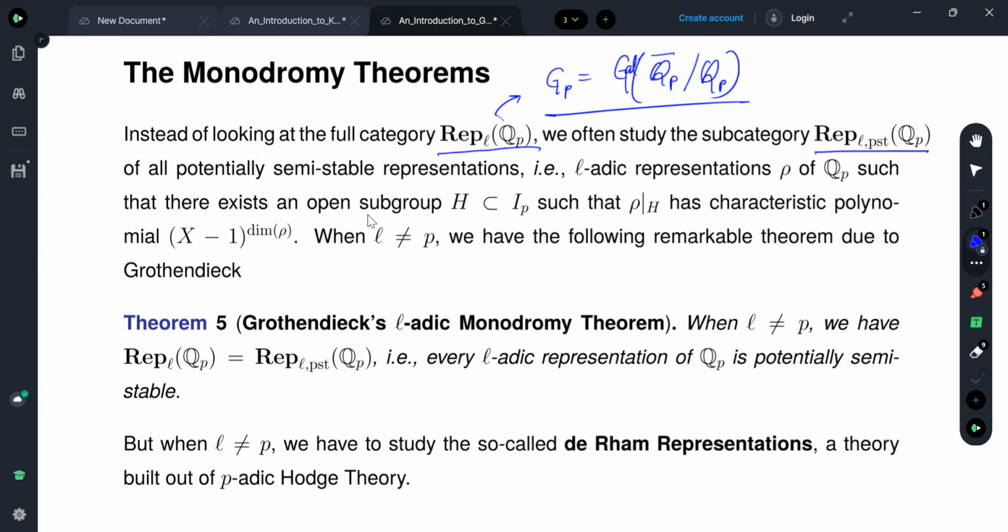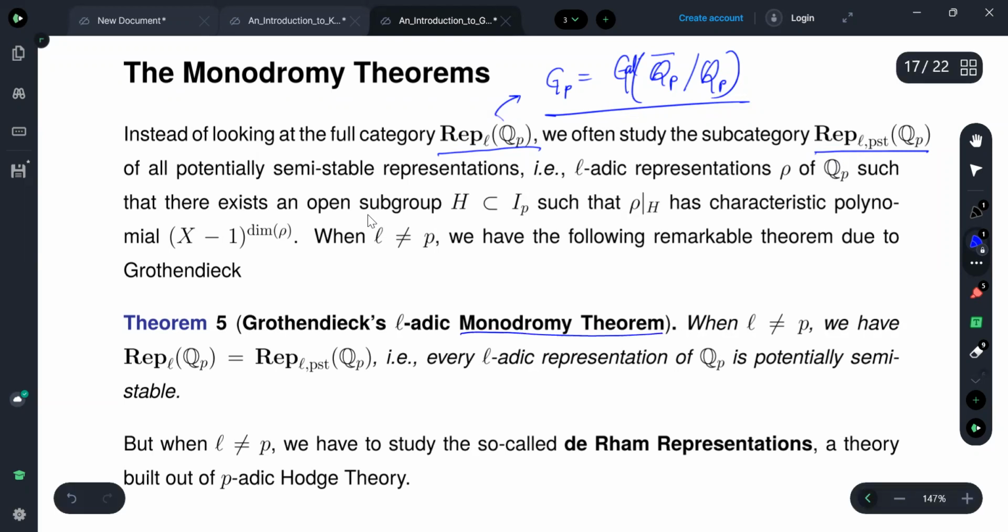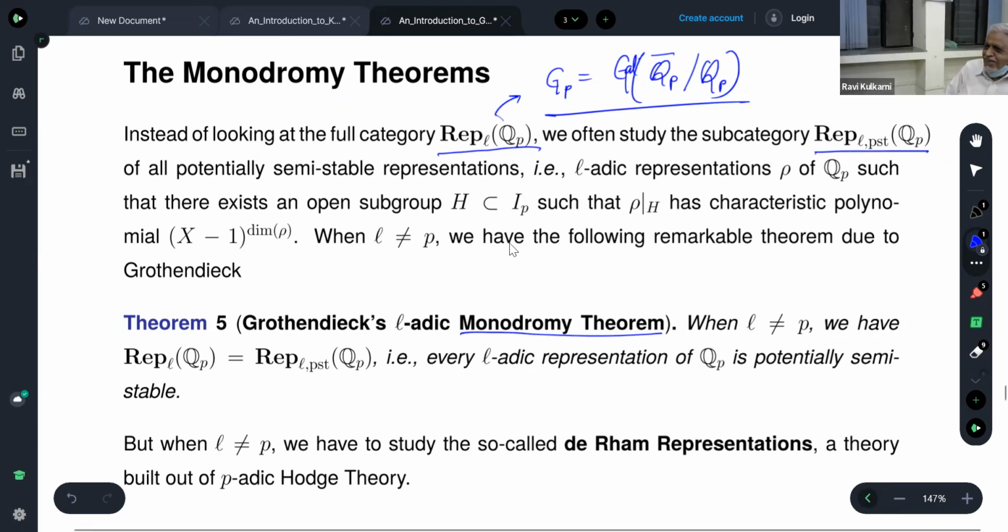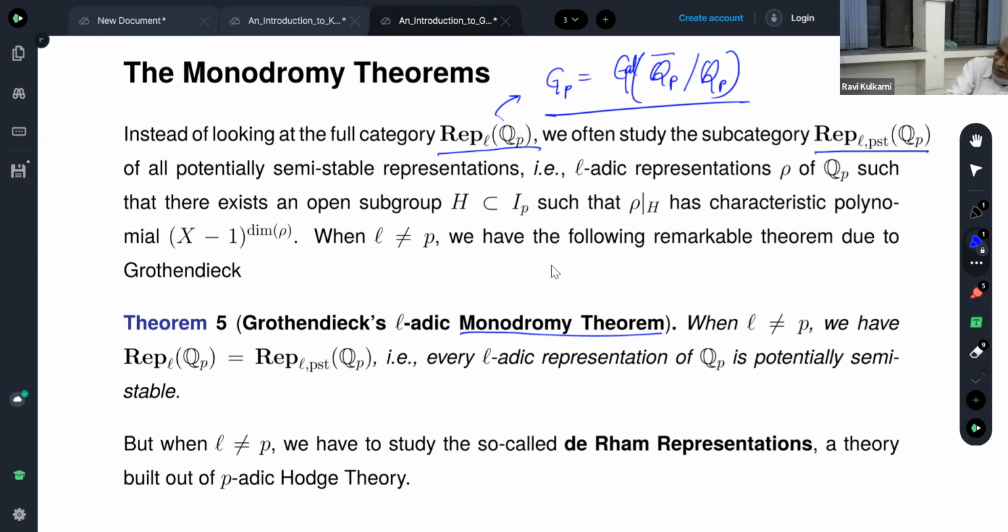Like this, why this is called the monodromy theorem is not really clear. Then this is potentially semi-stable. Instead of giving you the last definition, I think it's a matter of carefully working out what the original references are and how this theory arrived in the first place.